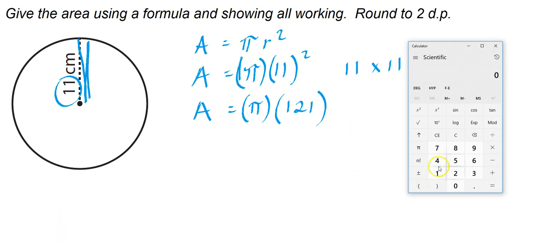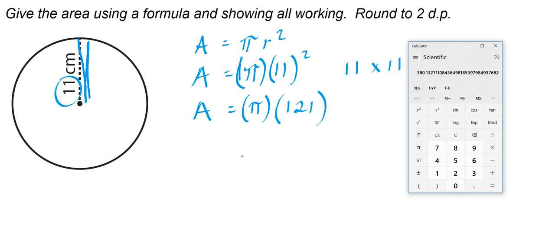So for sure that was wrong. Let's try that again. Pi times 121. That looks more like it. Now the reason I know that was wrong, because the answer was 1000 something, I know that pi is about 3. So 3 times, well, basically 100 is 300. So I know my answer is going to be around 300, certainly not around 1000.